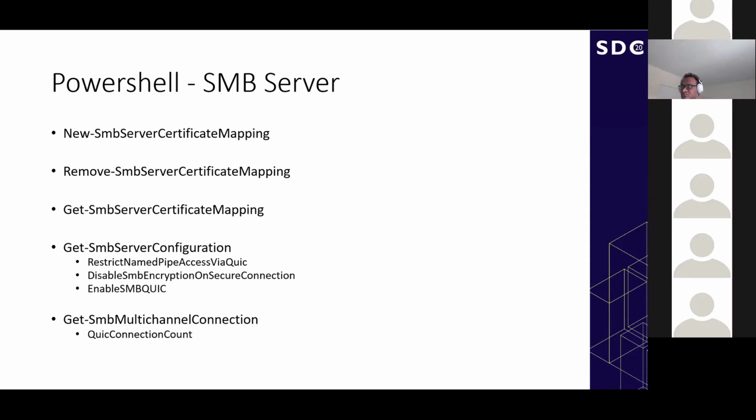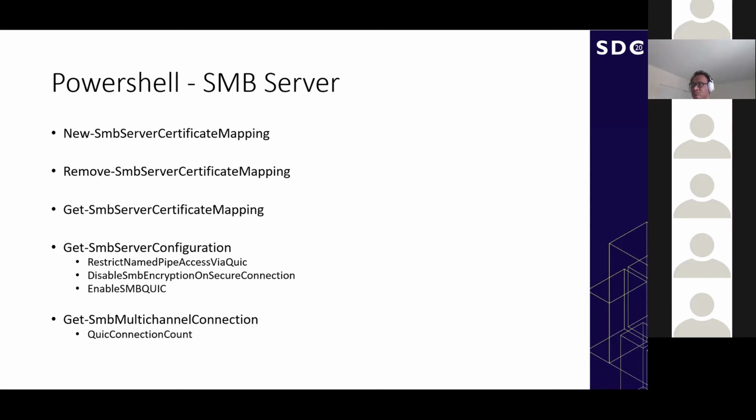And then new features on top of Get-SmbServerConfiguration. Enable SMB QUIC is going to be on by default. You can turn that off if you don't want listeners to be started and able to receive connections. Disable SMB encryption on secure connection is also enabled by default. Again, this goes back to the idea that we don't want to duplicate the work of encryption when it is built into QUIC. This is why QUIC is great. And then restrict named pipe access via QUIC.